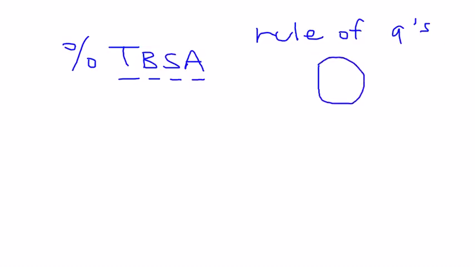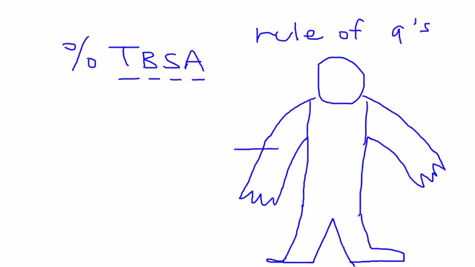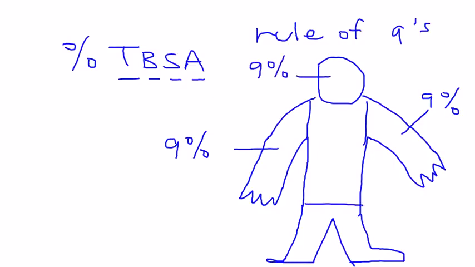So I'll just draw a very quick diagram that illustrates the body parts, and then I'll essentially tell you what each of these rules of nines are. For each arm that's involved, it's 9%. So that's the first part. If the head and neck are involved, that's another 9%. The trunk, the anterior trunk, is 18%, and the posterior trunk is another 18%. And then the legs are 18% each.